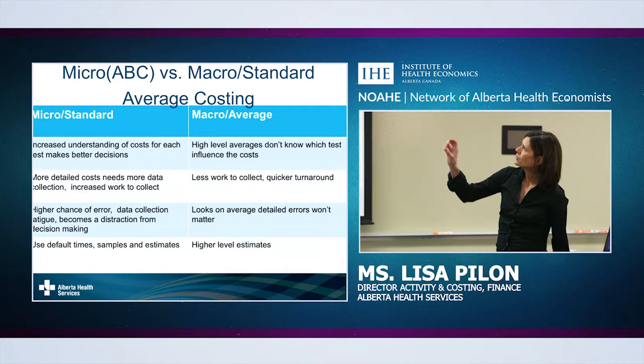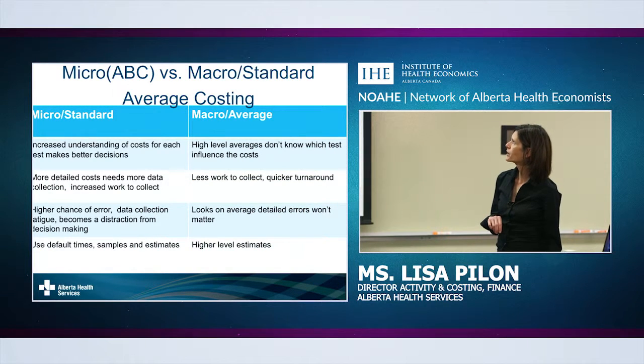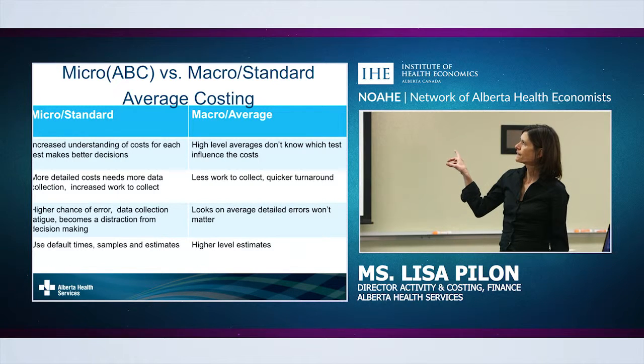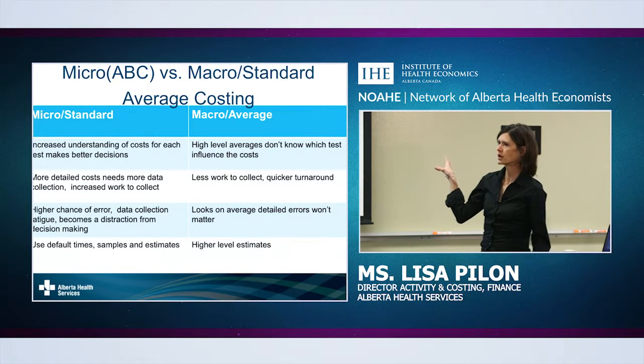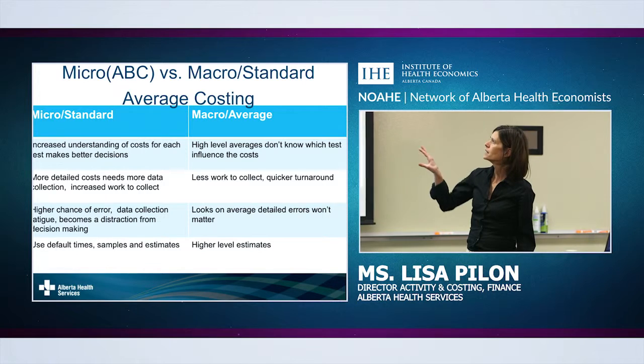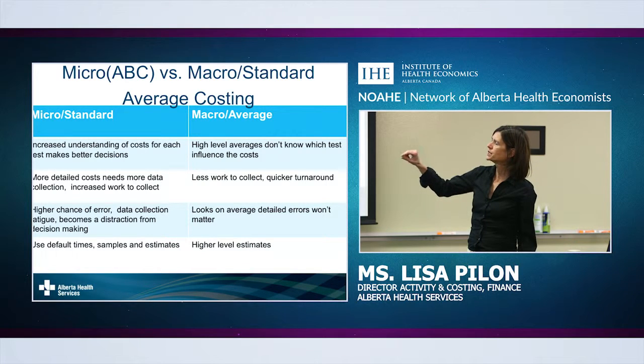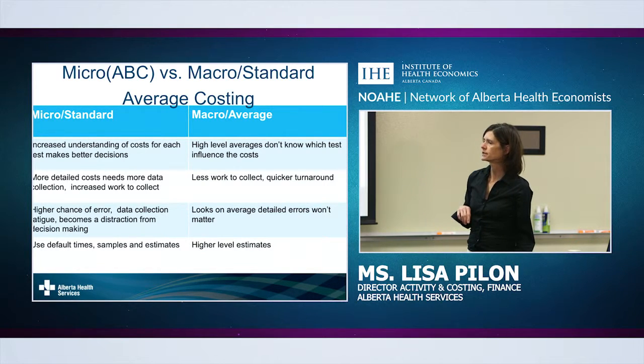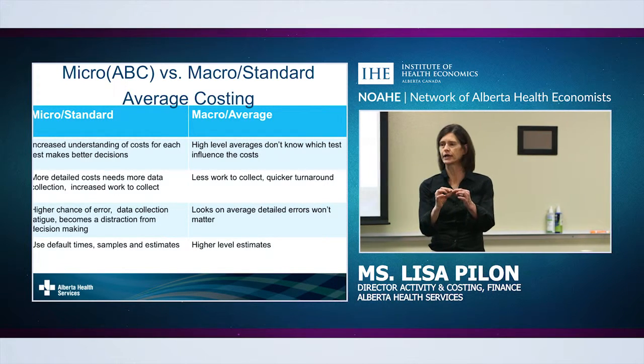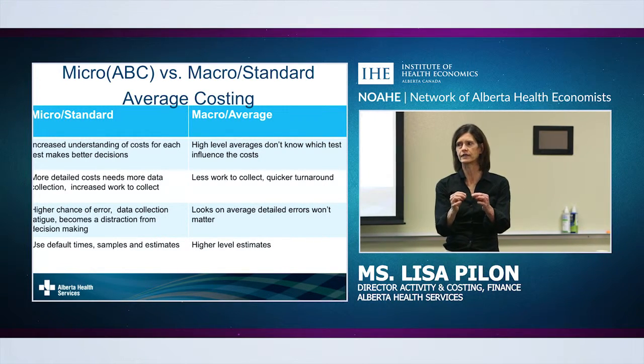So micro activity-based costing versus macro standard average costing. This is just a comparison of the two, big picture, after everything that we've gone through. So micro increases your understanding of cost for each test, which could help you make better decisions. So you see all the granularity. You're getting down to actually knowing the cost of a test at the very granular level.